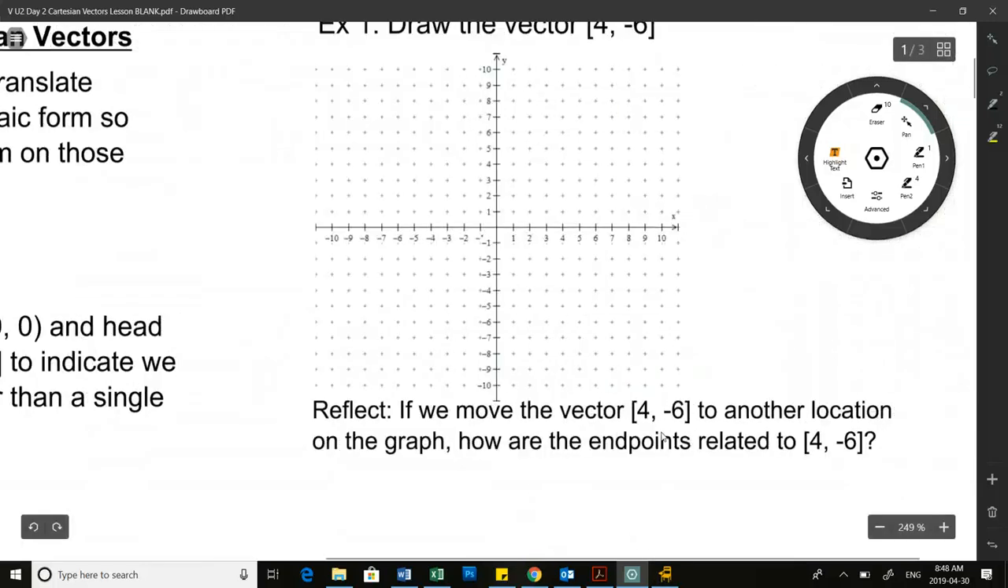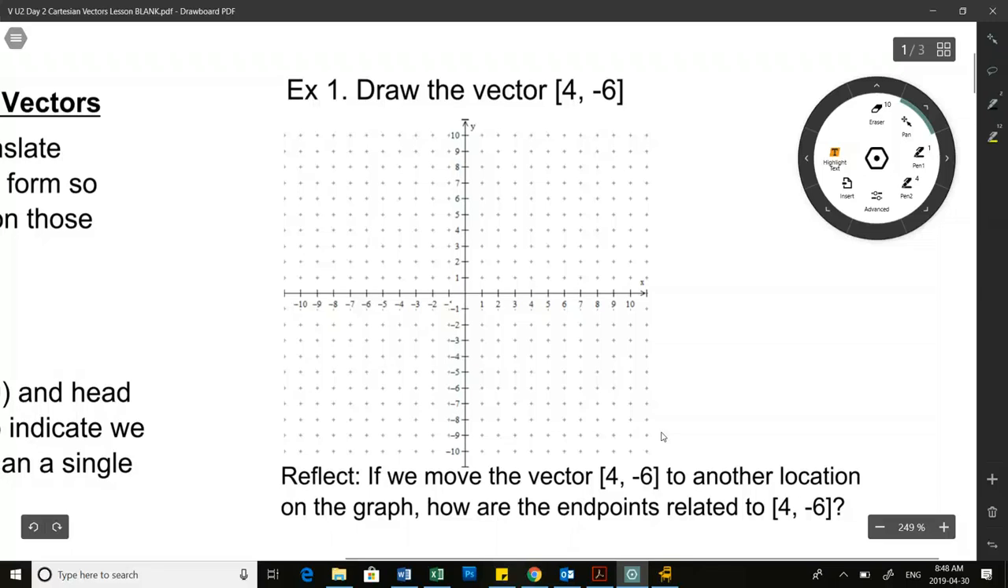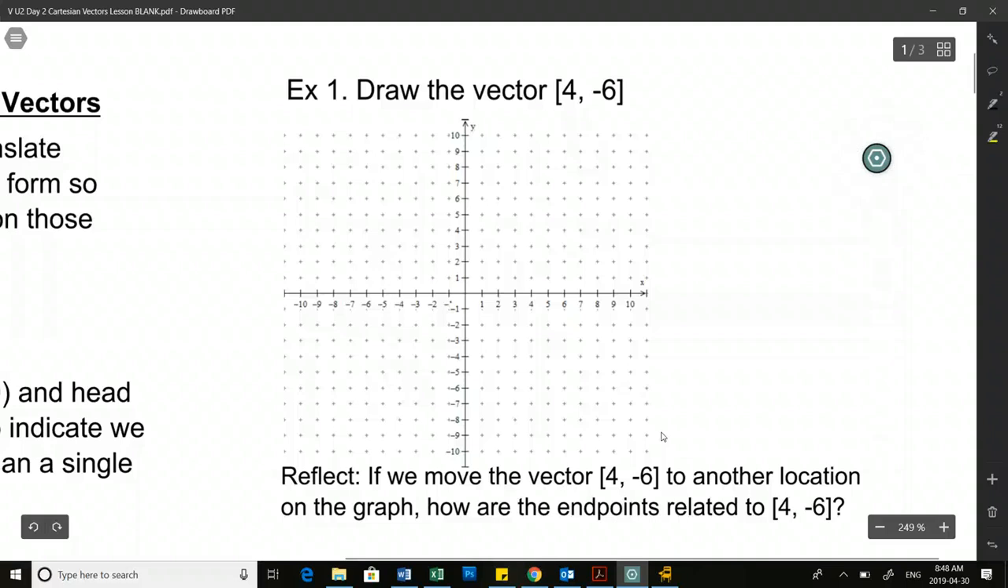All right, so yesterday we practiced drawing a couple of vectors on our intro assignment. For the vector [4, -6], the tail would start at 0, 0, and the tip would end at 4, -6. This is how we would draw our vector. You don't necessarily have to label it, but I'm labeling it for our purposes here.